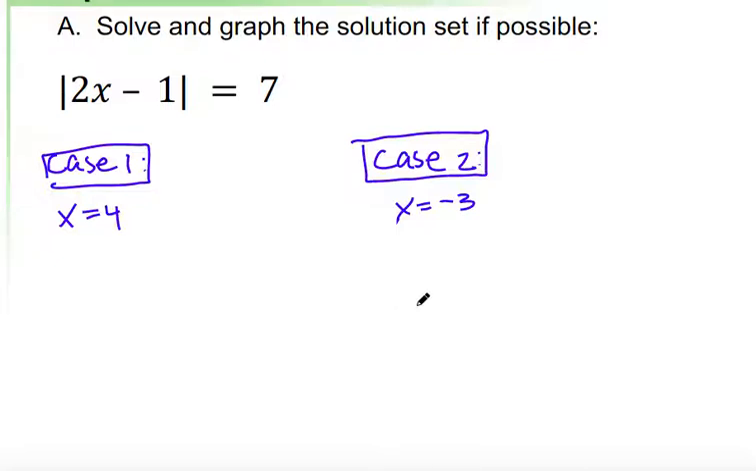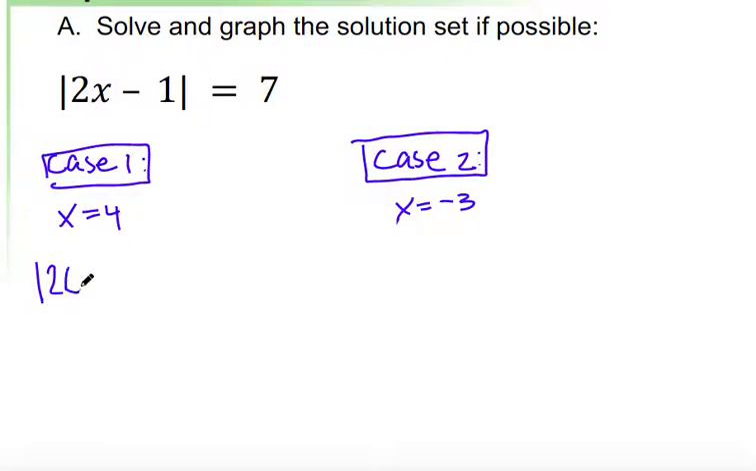All right, one more thing I want to do in this video that I should have done in the last video. I want to plug these values back into my original equation just to check my work. So for case 1, I'm going to plug in x equals 4 back into this absolute value equation and make sure that in fact it does equal 7. So here's my case 1. I'm going to plug in 4 for x.